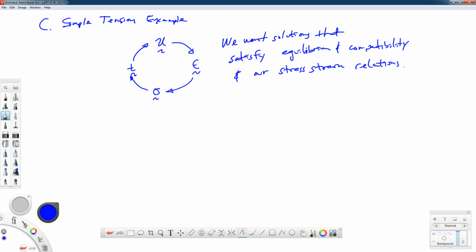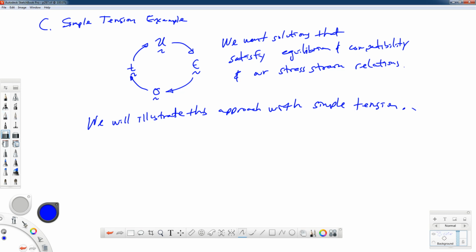So for this, we're going to illustrate this approach with a very simple example, that of just basic tension. So let me clean off this page and then we'll start with that example. I do want to mention that even though this example is fairly straightforward, it's just to illustrate our approach, and we'll be able to use this approach for more sophisticated problems as we go through the rest of our course.